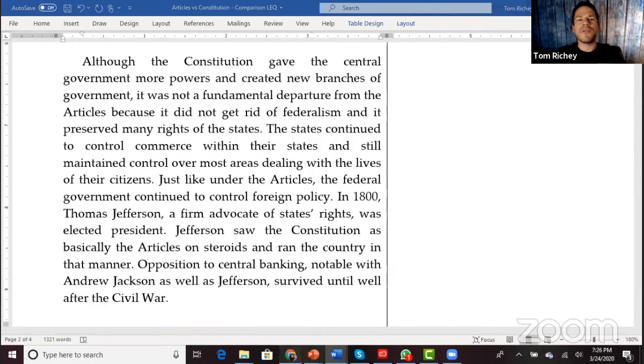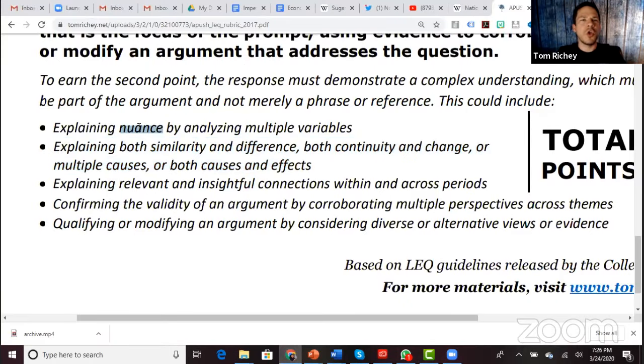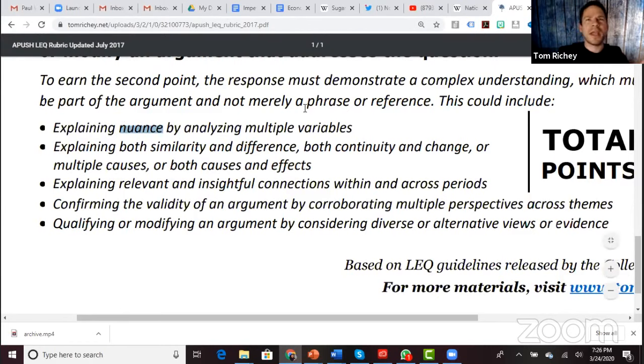One of the things that we see here is nuance. And when we talk about nuance, we're saying that it's not just a clear-cut, black and white, yes or no kind of thing. Okay, and that's what we're getting into there.